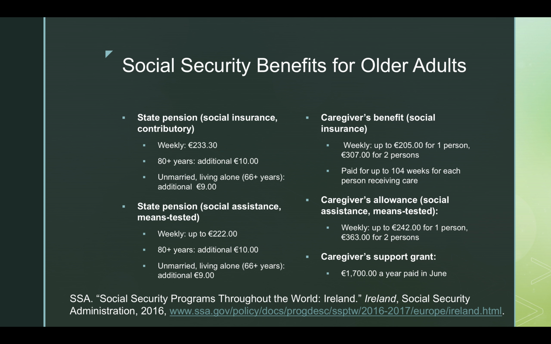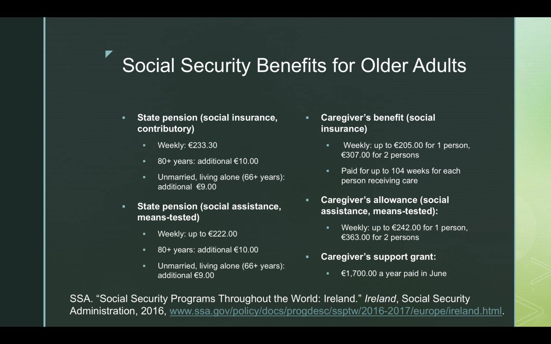Now I'm going to shift the conversation to Social Security benefits for older adults in Ireland. The first thing I'm going to talk about is the social pension, which is a social insurance and contributory program in Ireland. The full weekly pension is €233. An additional €10 a week is paid if age 80 or older, and an additional €9 a week is paid if age 66 and older, unmarried, and living alone.